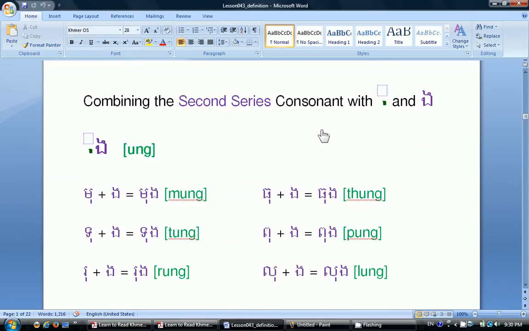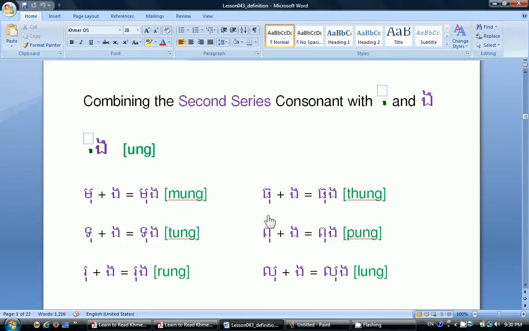Combining the second series consonant with the vowels o and ending with consonant ngo. Okay, for the second series consonant, the vowels o change its sound to u, and then consonant ngo. So u ngo, ong. Okay, so let's practice reading these words. Mo u mu, mu ngo, mong.